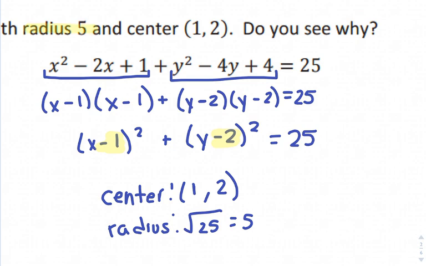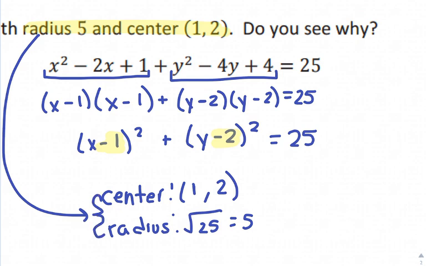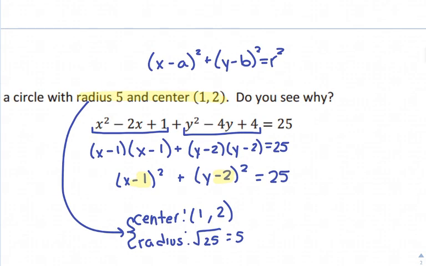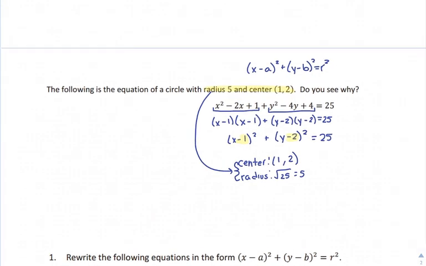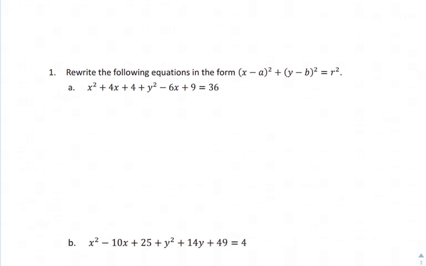So it asked if the radius was 5 and the center was (1, 2), and I can clearly see it is. So sometimes we use completing the square or factoring so we can get it into our original circle form, which is this. So let's try another one.